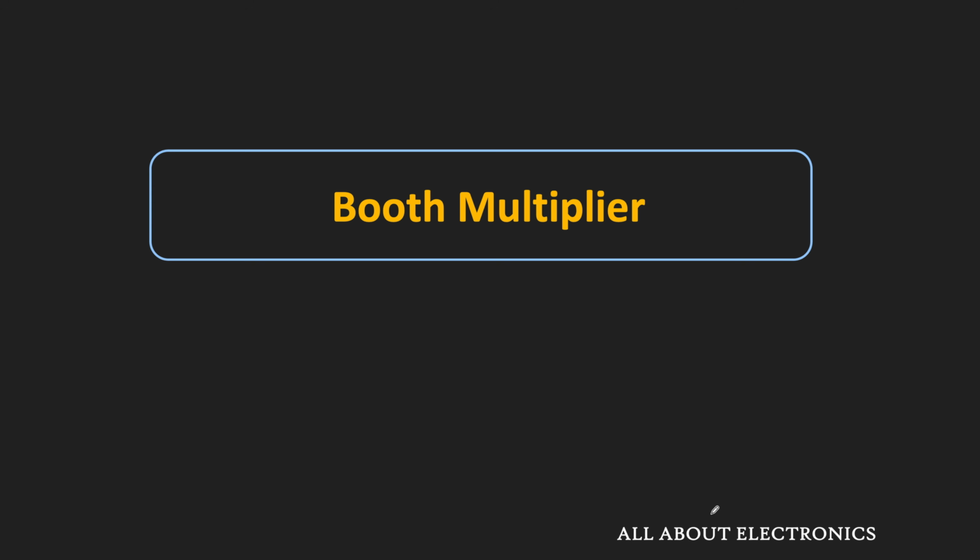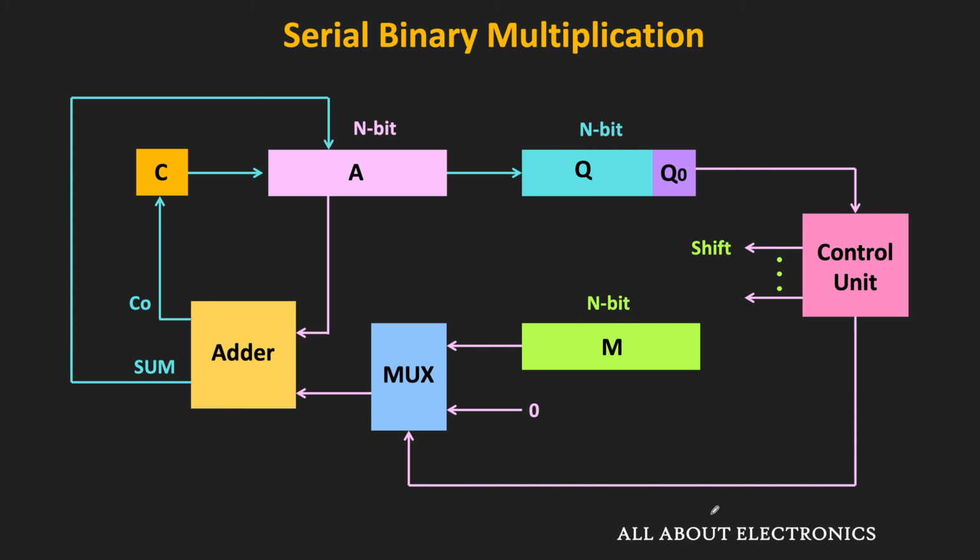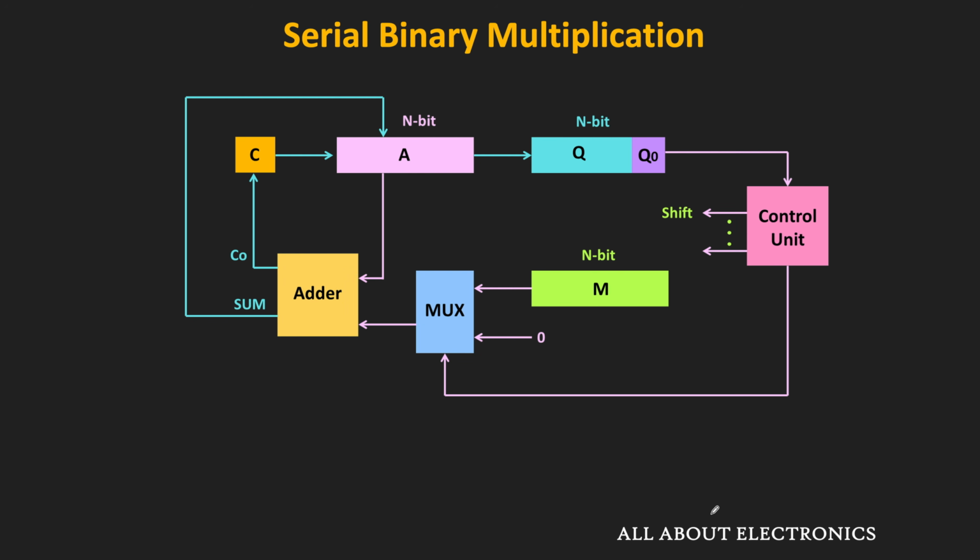So in this video, we will learn about the Booth multiplier and understand Booth's algorithm for serial multiplication. In the previous video, we saw how to perform binary multiplication using the add and shift method. Then we saw the circuit for that, as well as the simulation. We saw that for this binary multiplication using the add and shift method, we require 4 add as well as 4 shift operations.